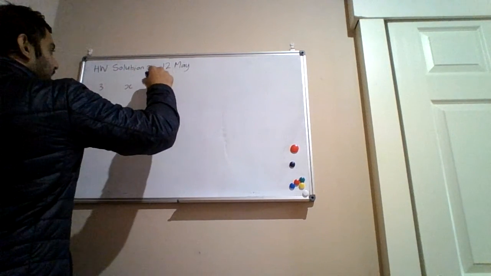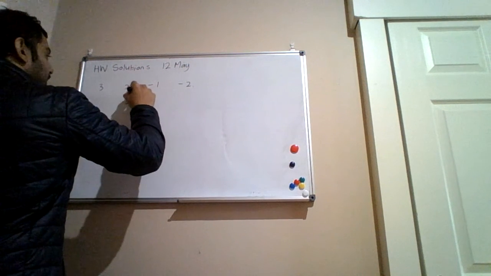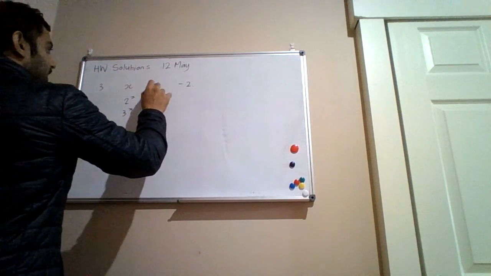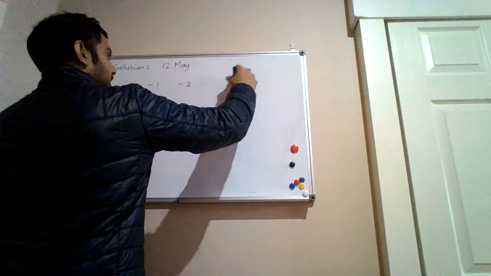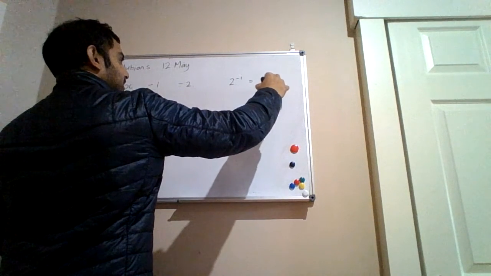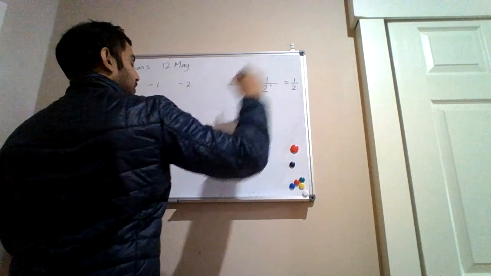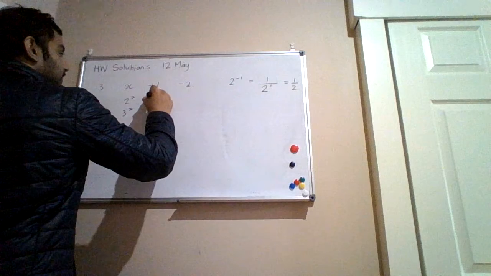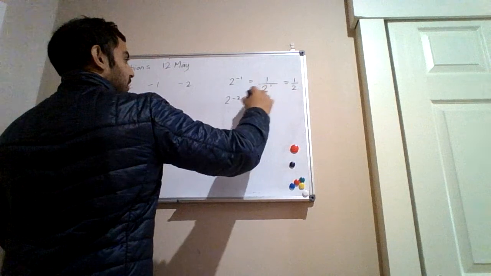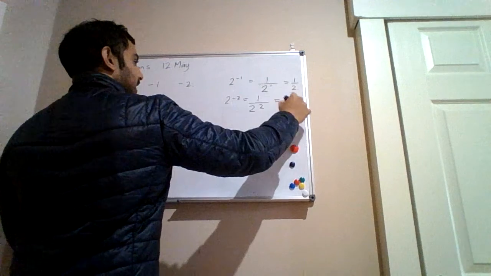So negative values for x, minus 1, minus 2. Graphs 2 to the x and 3 to the x. If we substitute negative 1 into 2 to the x, we get 2 to the minus 1. And our rule says we flip it and we change the sign, and 2 to the power of 1 is just 2. Next value, 2 to the negative 2, we flip it and change the sign, negative 2 to positive 2, and that gives us a quarter.